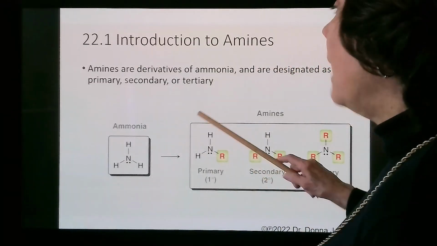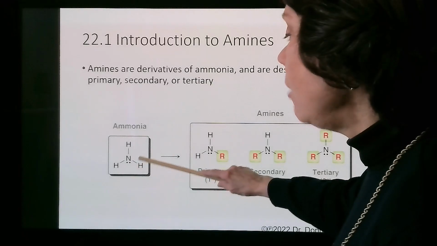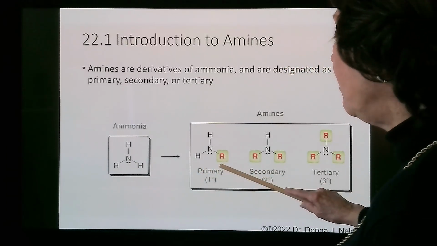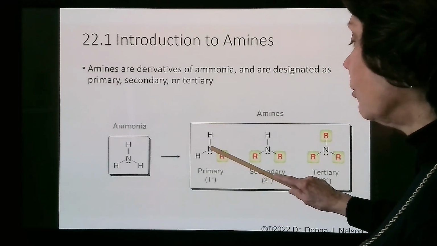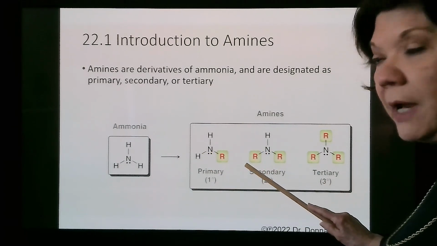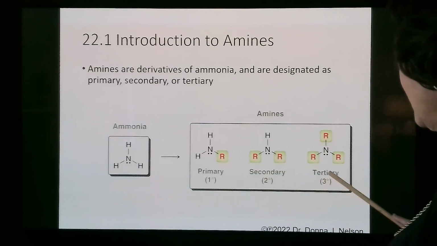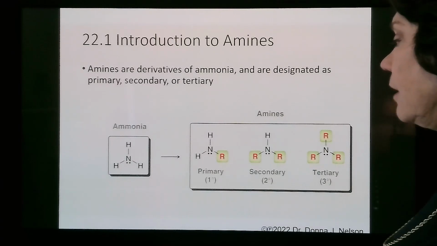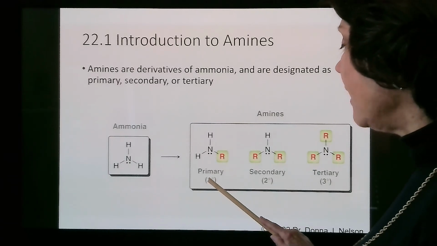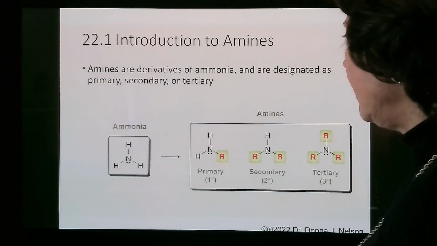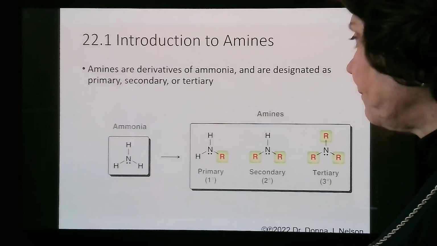So amines are derivatives of ammonia. And so you have three classifications: primary, where you have one alkyl group on nitrogen; secondary, where you have nitrogen bearing two alkyl groups; and tertiary, where you have the nitrogen bearing three different alkyl groups. And you can see the abbreviations for primary, secondary, and tertiary here in this box.